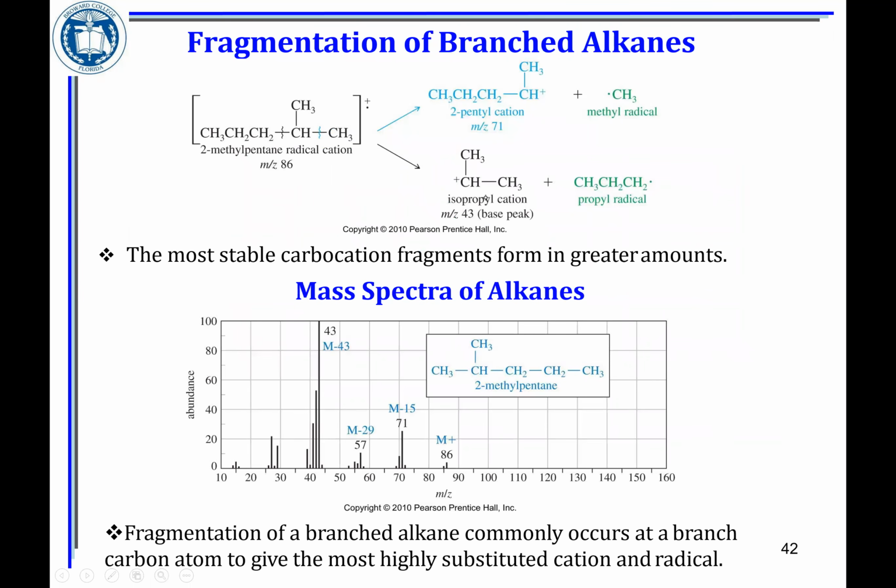For mass spectra of an alkane, you see M minus 15, M minus 29, M minus 43. Basically, the alkyl groups are showing, and they are separated by 14, like a CH2.